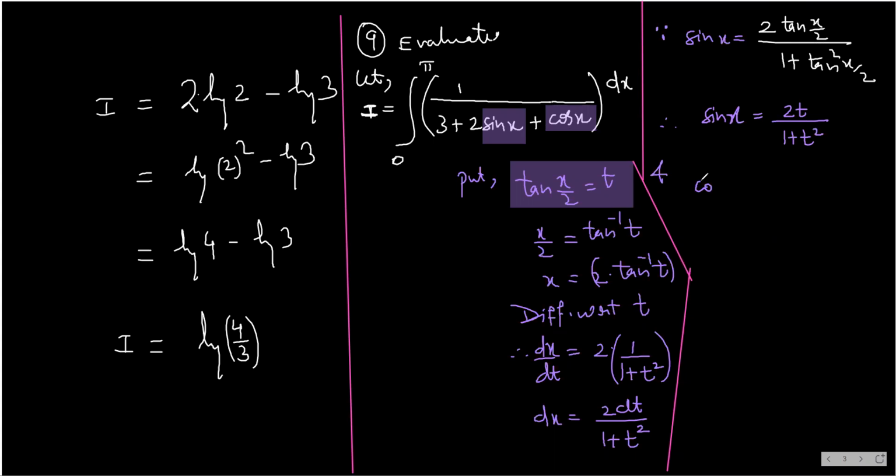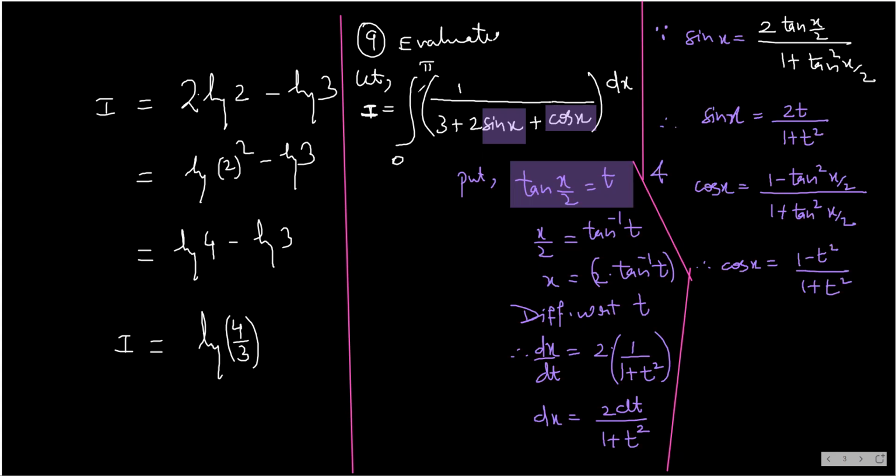And what is cos x? Cos x is (1 minus tan square x by 2) upon (1 plus tan square x by 2). And what is tan x by 2? It is t. So you will have, therefore, cos x is (1 minus t square) upon (1 plus t square).